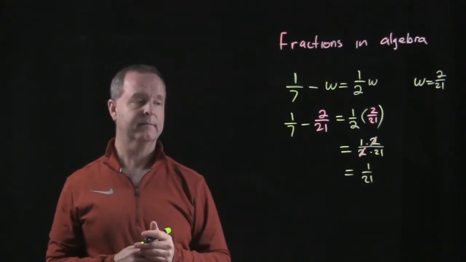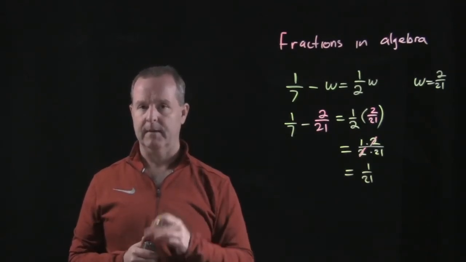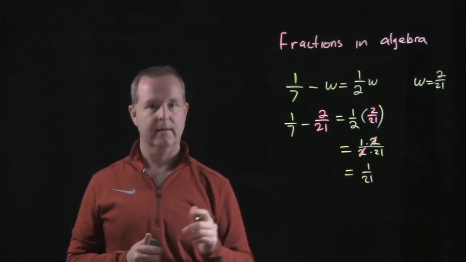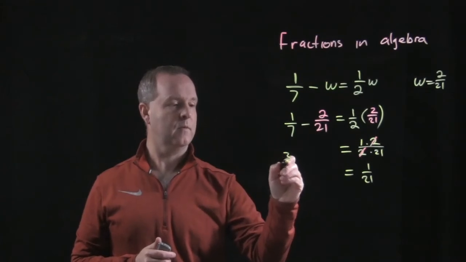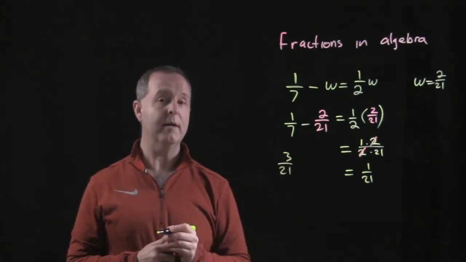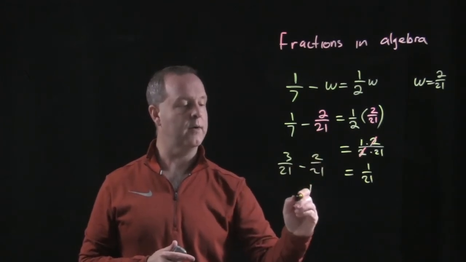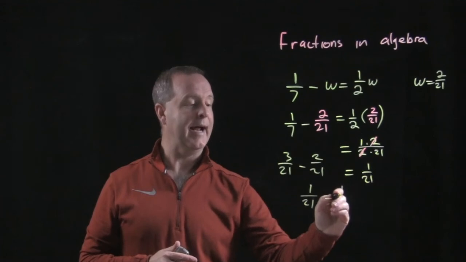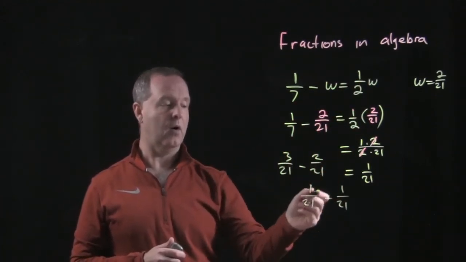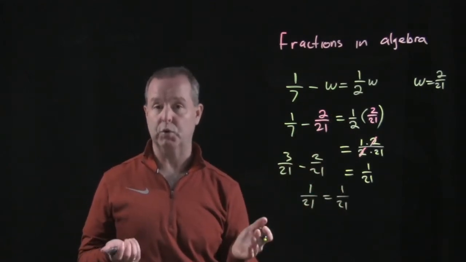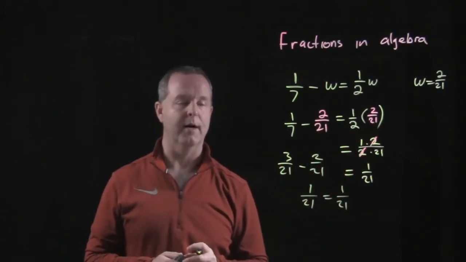On the left side, 1/7, what's the equivalent expression of 1/7? Did you come up with anything? What do you think it is? 3 over 21 minus 2 over 21, and that produces 1 over 21. And that did produce an equation that was true. So this w works if w is 2 over 21.